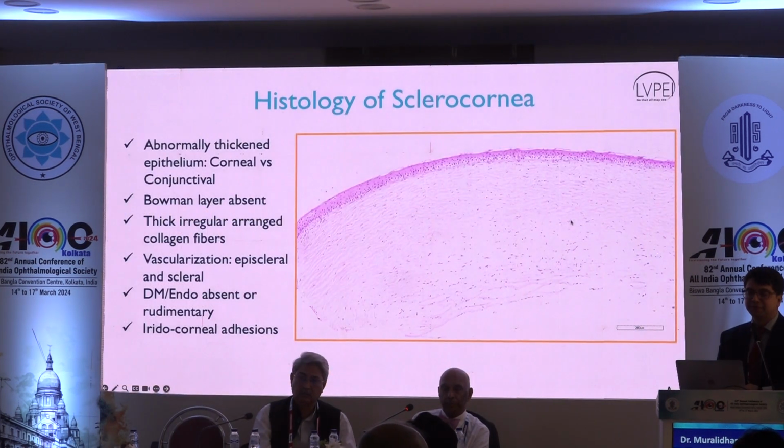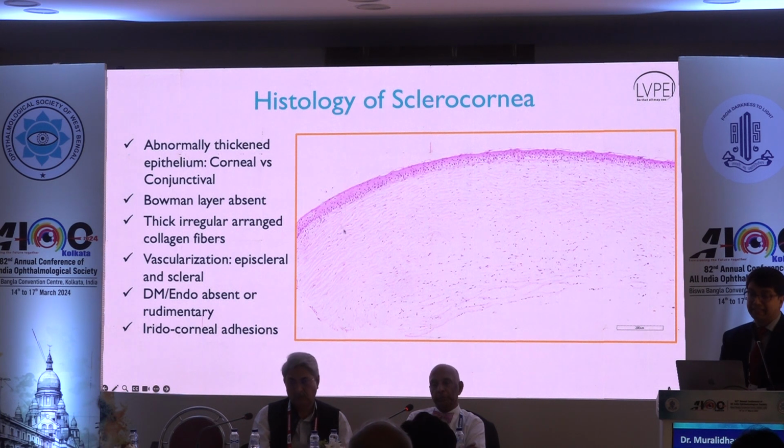The histopathology again shows an abnormal thickened epithelium, and there is debate whether it belongs to cornea or conjunctiva. Bowman's membrane is entirely destroyed, and the fibers are not only irregular and thick, they are almost reminiscent of a sclera. And as I said, there is an entire pancorneal vascularization, both from episcleral as well as conjunctival. In these cases, Descemet's is found to be rudimentary or completely absent. In addition, you have iridocorneal adhesions. All these factors make the corneal transplantation prognosis abysmally poor.